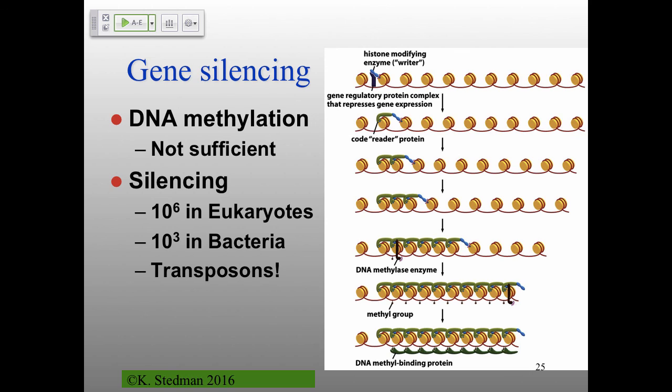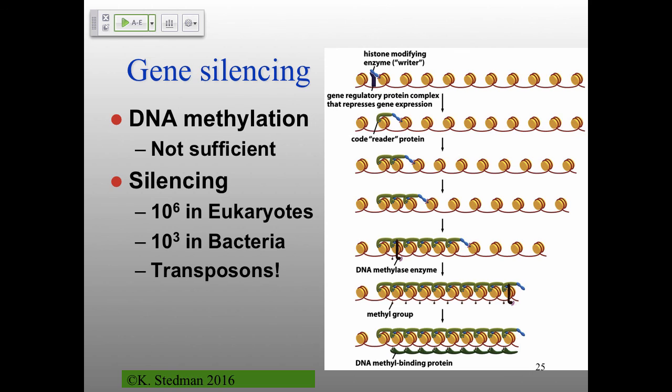Transposons. You want genes jumping around your genome all the time? No. How do you deal with the fact that almost half of our genome is made up of these transposons? You silence the heck out of them. And binding to all of these different factors leads to this whole process.